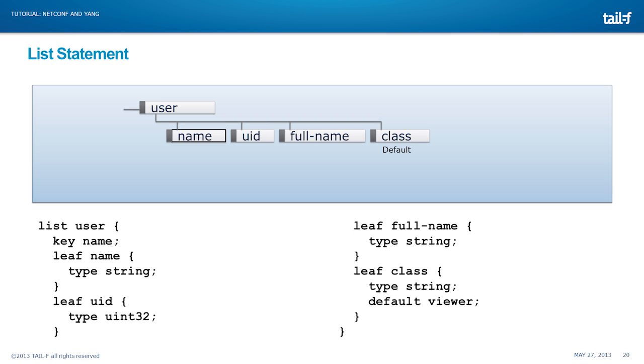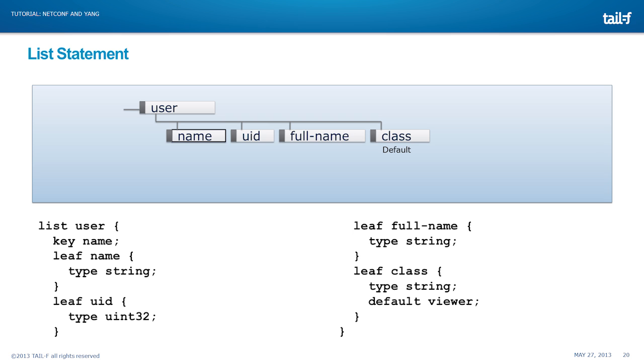So here we see a definition of a basic list. It's a user list, much like we'd have a user list, say, in a password file on a Unix system. A list will have a key statement to declare which of the list entries are the key values. There can be multiple keys, so think of these as the key columns of your list. By convention, you should declare any of your key leafs first in your list entry right after the key statement. So after our key declaration, we see the leaf's name, UID, full name, class, which you can think of as the columns of our row declared here. And we see up top a pictorial representation of this list entry.